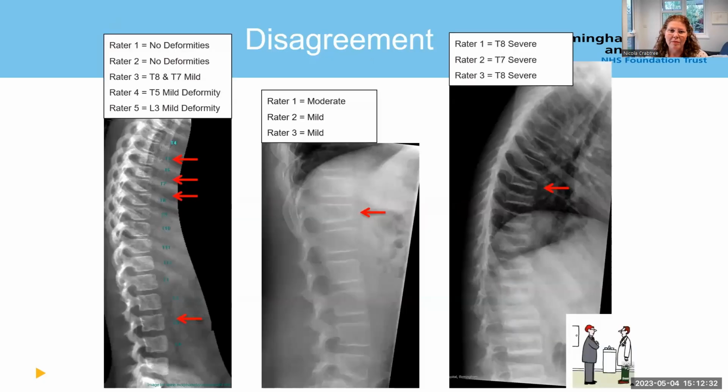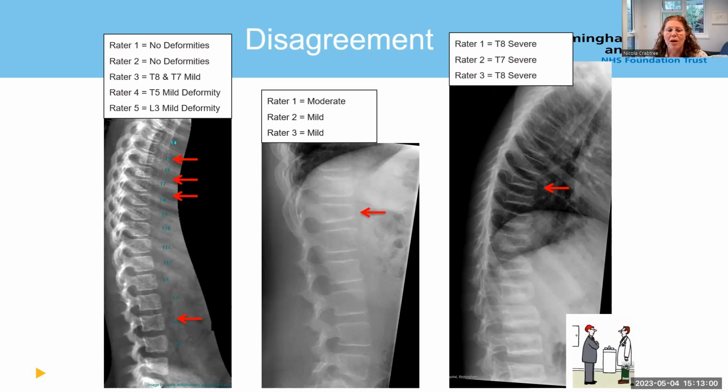One of the reasons we get such great disagreement is the identification of mild fractures. Looking at the image here on the left-hand side, we can see how the 5 raters identified or didn't identify deformities. Raters 1 and 2 didn't see any deformities. Rater 3 felt that there were some mild deformities in T8 and T7.